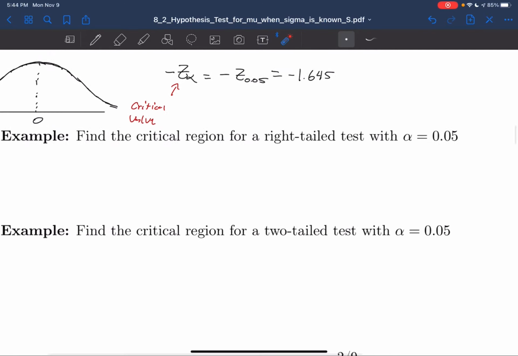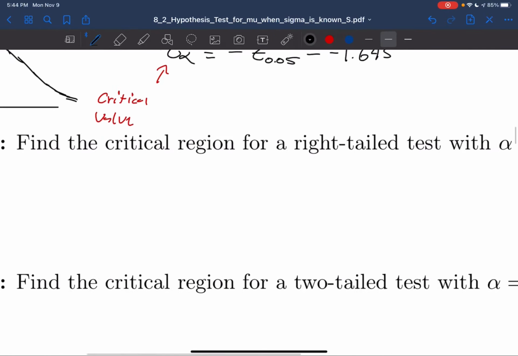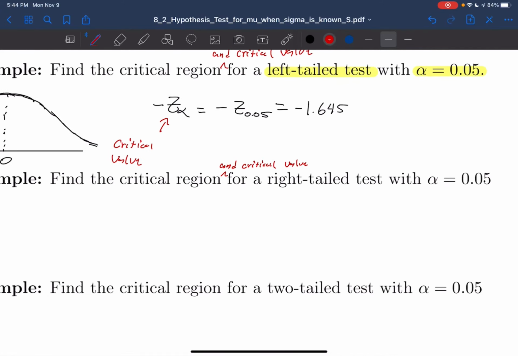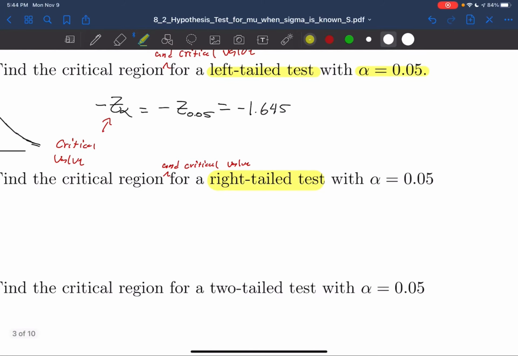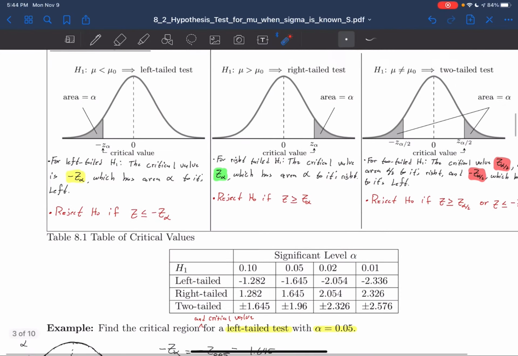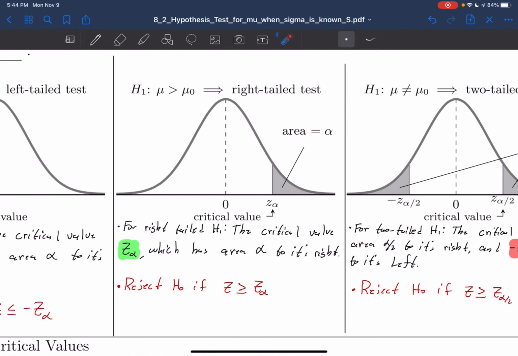How about this one? Find the critical region and critical value for a right tail test when we have a significant level of 0.05. Since we're dealing with a right tail test, our critical value, z sub alpha, is going to be positive z of alpha. That's what we're trying to find, which is just, if we take the area to the right of this value, it's going to be equal to alpha, our significant level.